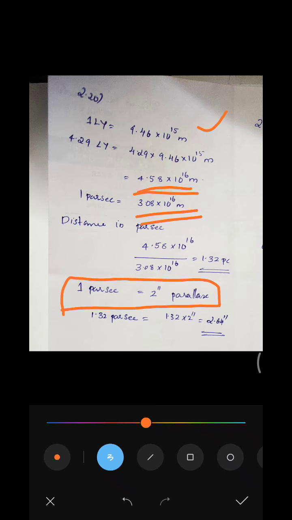So as you have to convert the parsec value into parallax, you have to multiply that with 2 seconds. So 1.32 parsec will be 1.32 into 2 seconds, that will be 2.64 seconds. That will be the final answer.